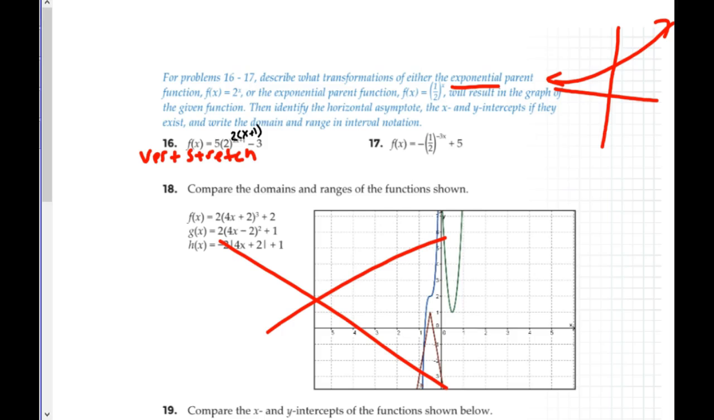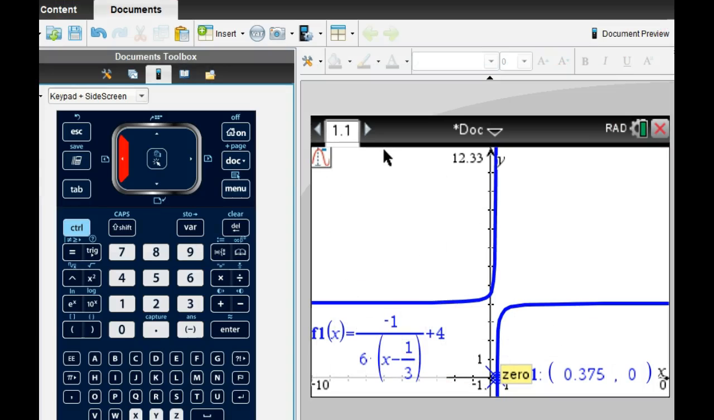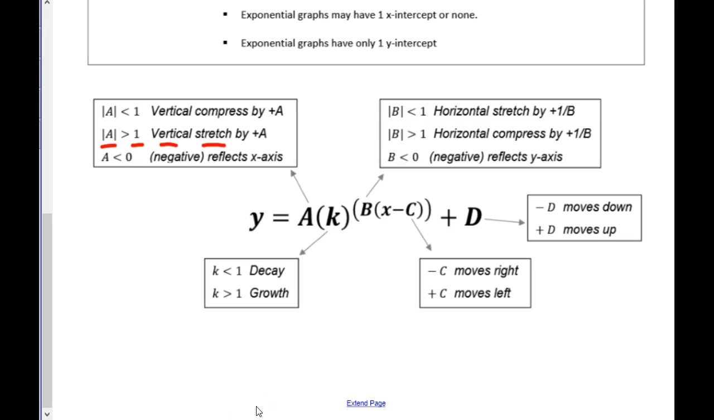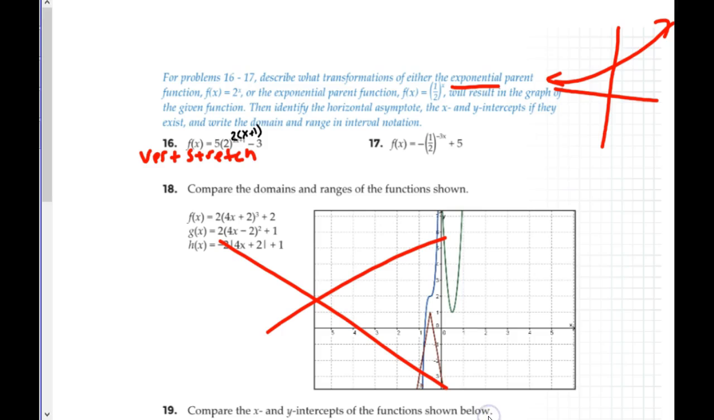So that means b is 2. If b is 2, that's greater than 1, horizontal compress. Okay. If this is plus 1, that's a lie. So left 1. And then down 3.